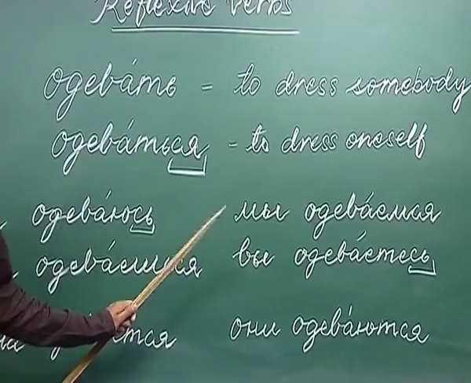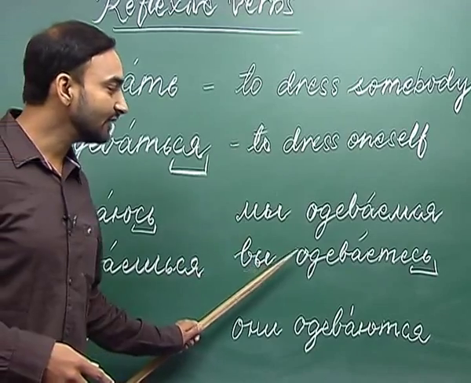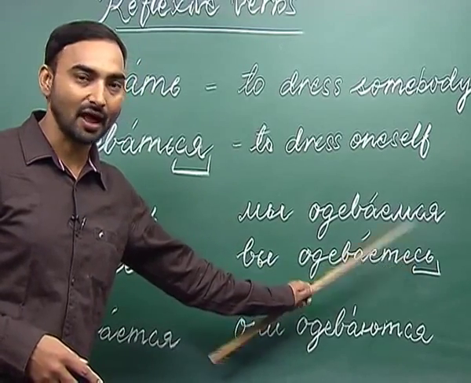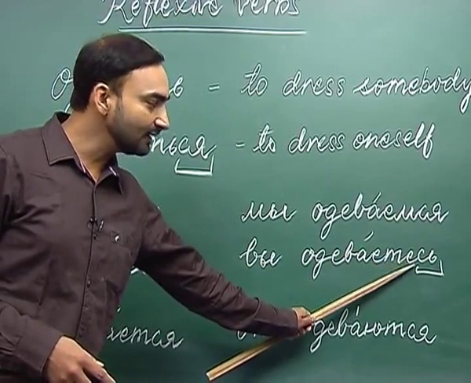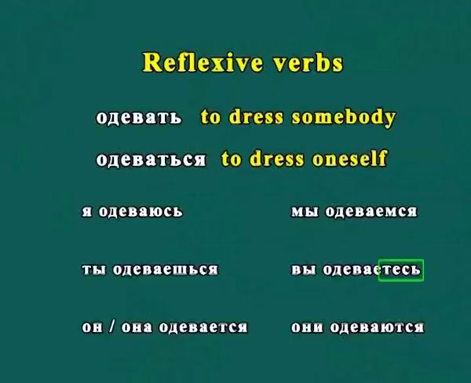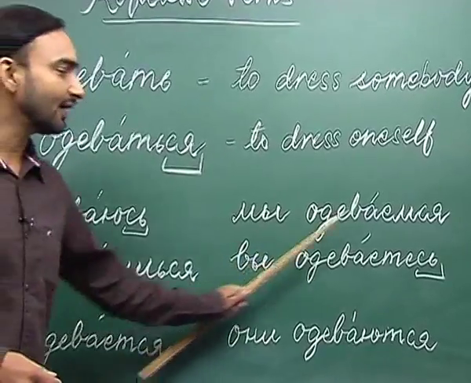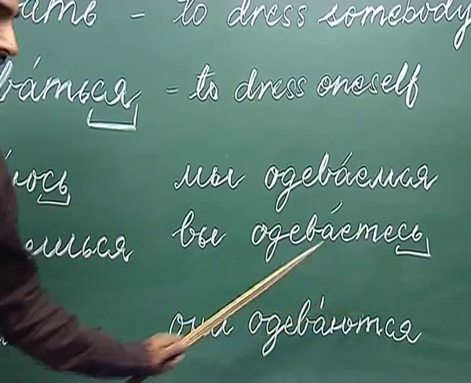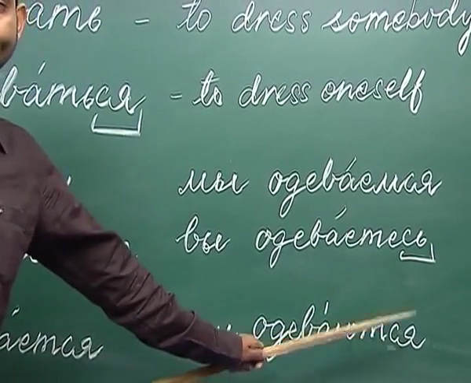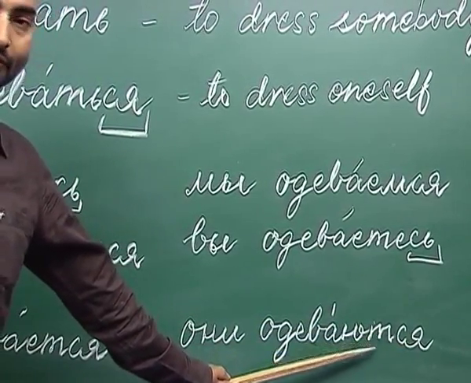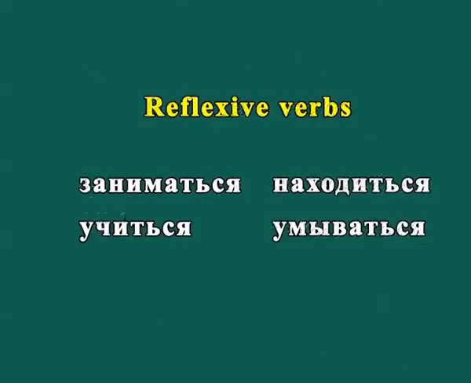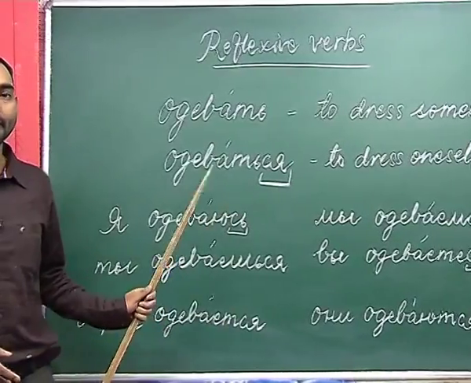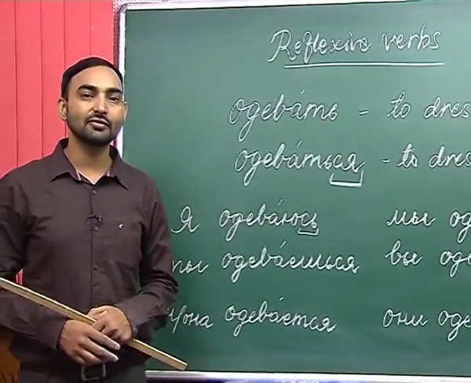But in vy, odevayetes', again this has ended in a vowel which is ye. That is why we have added sa and soft sign. Vy odevayetes', oni odevayutsya. Oni odevayutsya, here sya because it ends with a consonant. And what does odevatsya mean? It is to dress oneself.